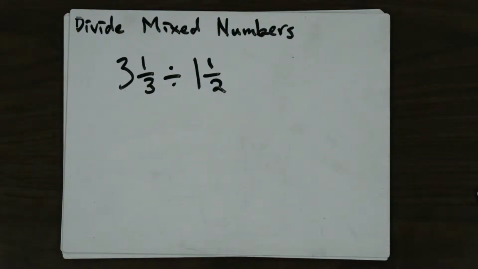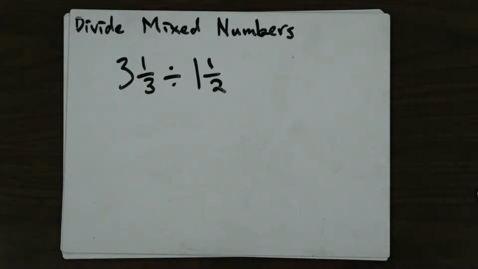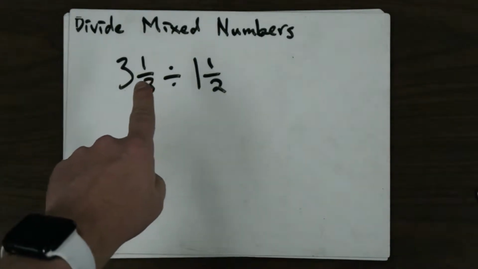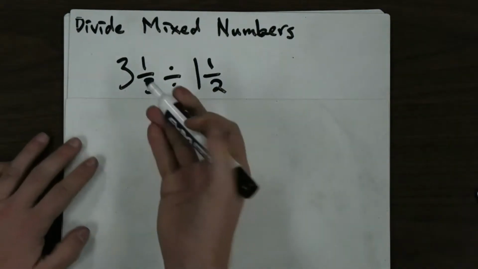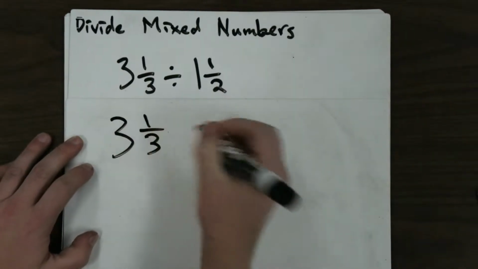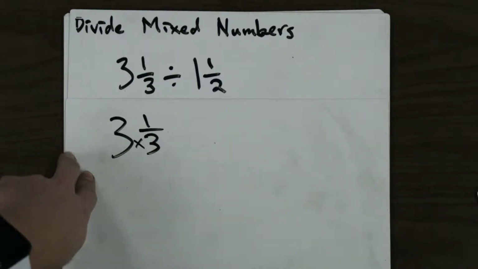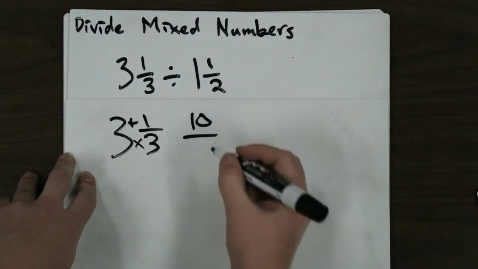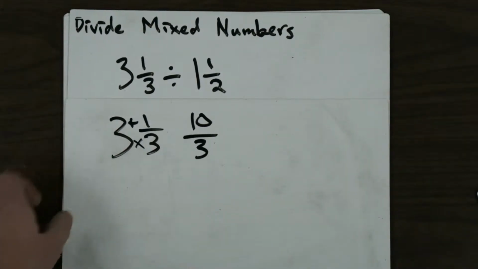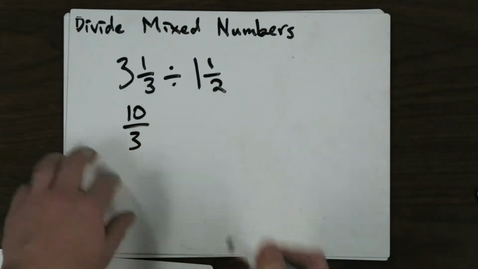What if I'm dividing mixed numbers? So I got 3 1/3 divided by 1 1/2. Well, just like when we're multiplying, I have to change these mixed numbers into just regular fractions. So I'm going to do the same process. I'm going to say 3 1/3. I got to start by multiplying the denominator times the whole number. 3 times 3 is 9, and 9 plus 1 gives me 10 as the top number, and 3 is my denominator still. So I'm going to write that down below. I'm rewriting the problem, 10/3.